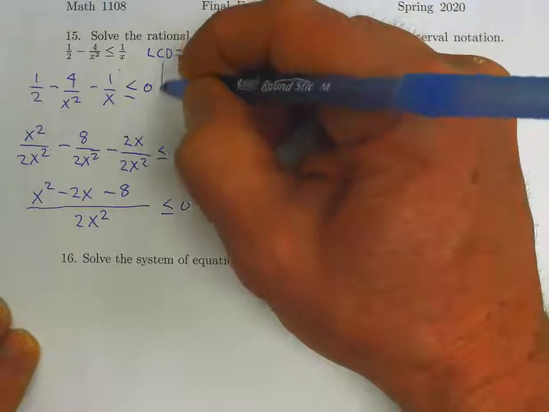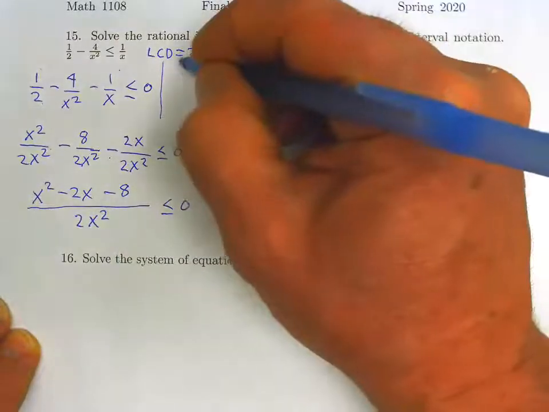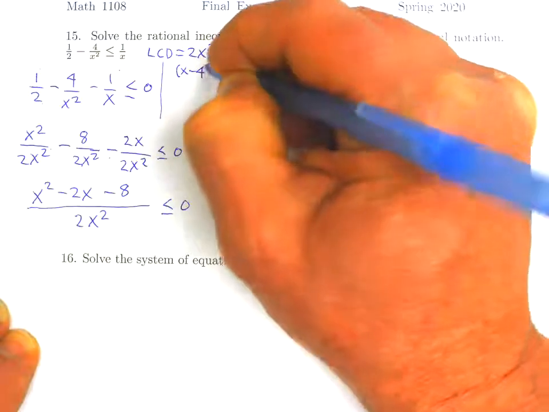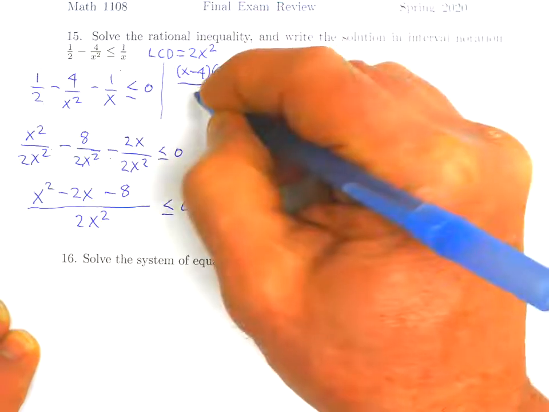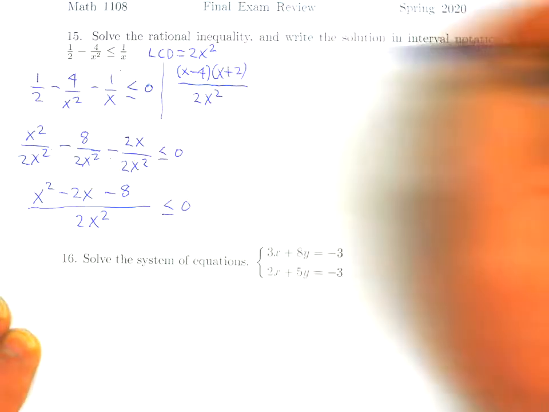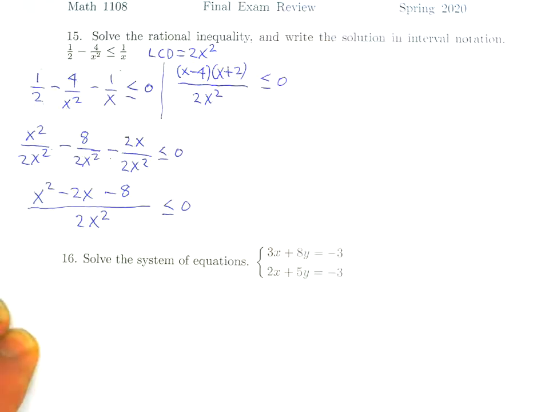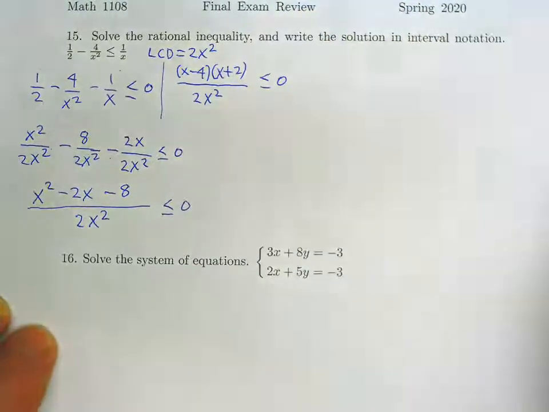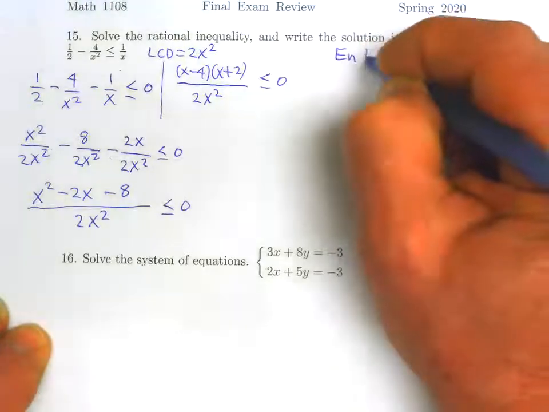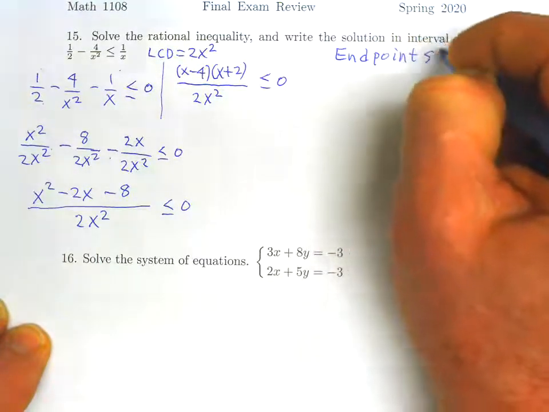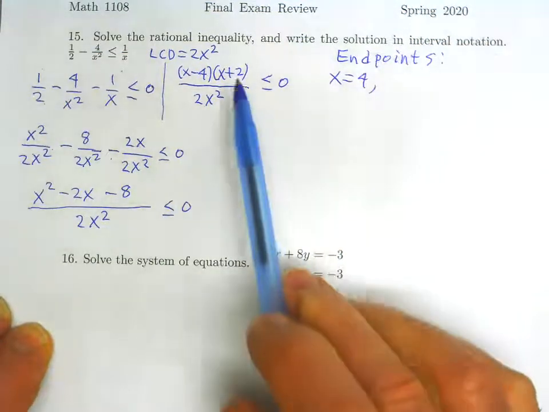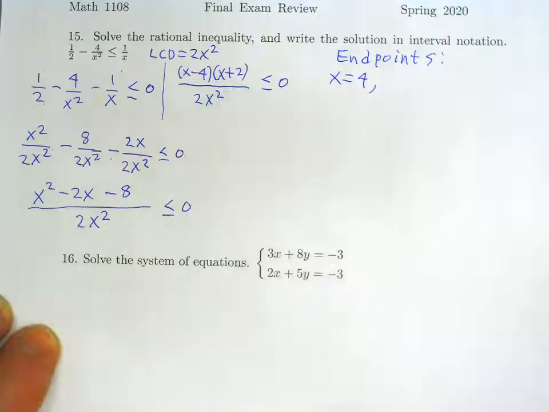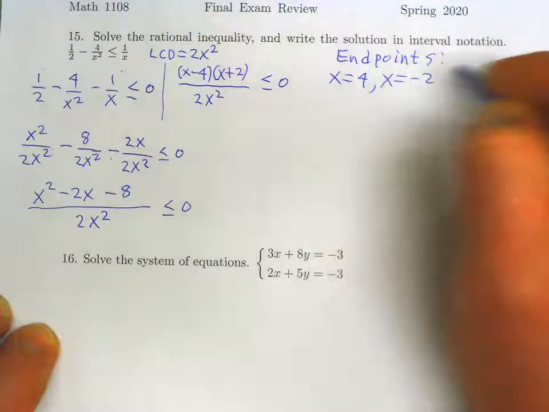Okay, so I'll rewrite this numerator in factored form. So it's x minus 4 times x plus 2. And the denominator is 2x to the second, and the inequality is less than or equal to 0. So the endpoints of the intervals, well, one x value that makes the numerator 0 is 4. Another x value that makes the numerator 0 is negative 2. And then the x value that makes the denominator 0 is 0.